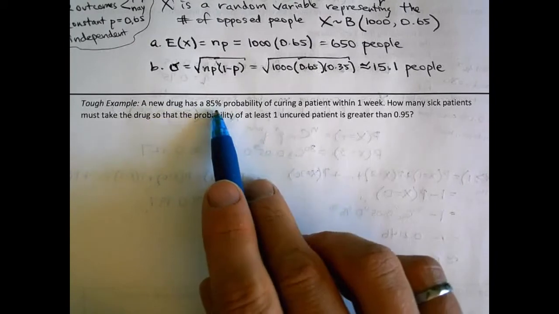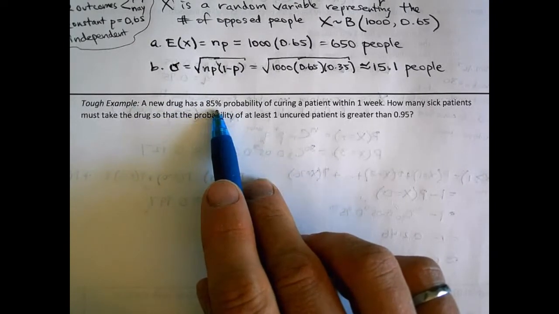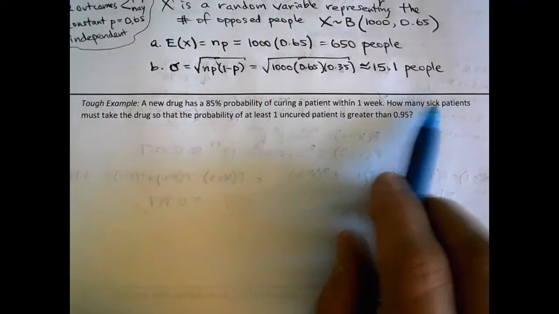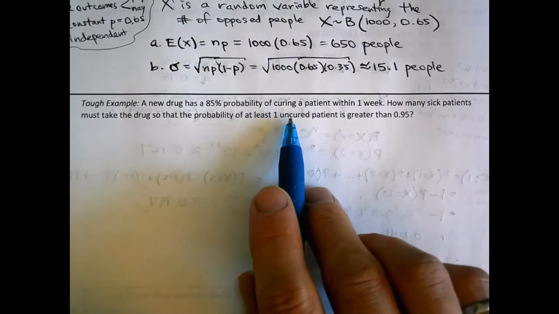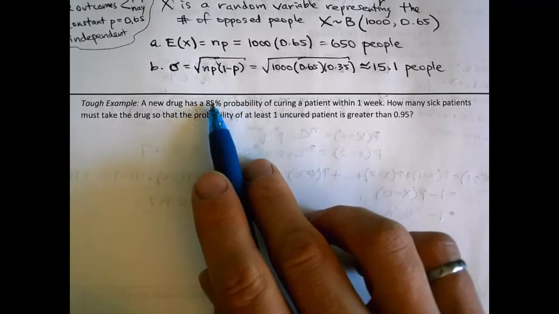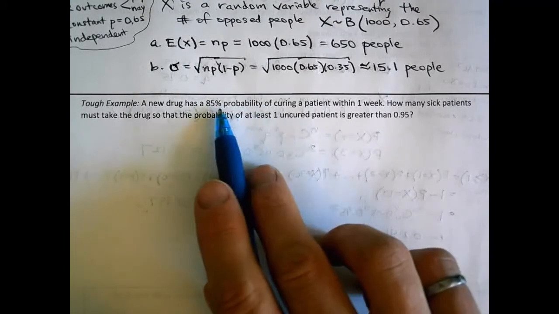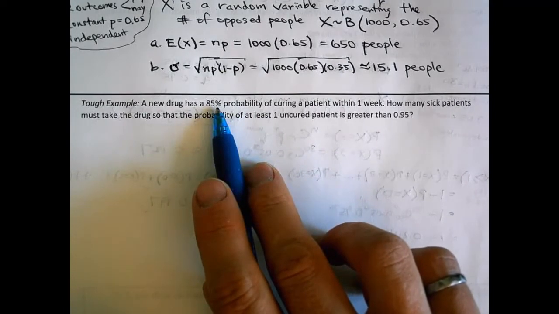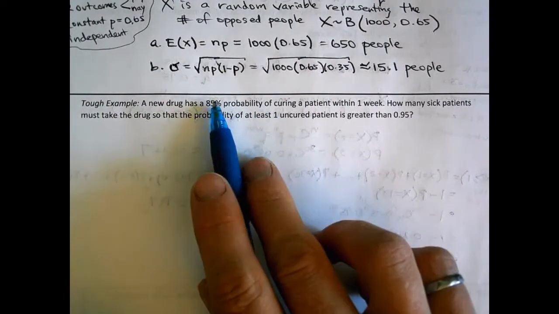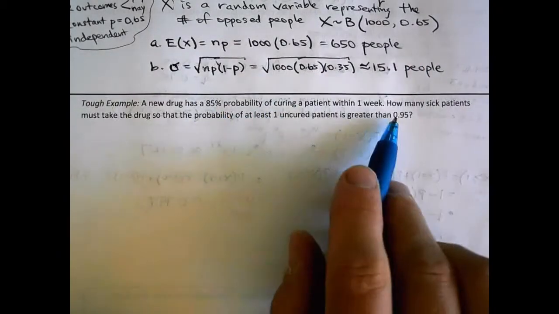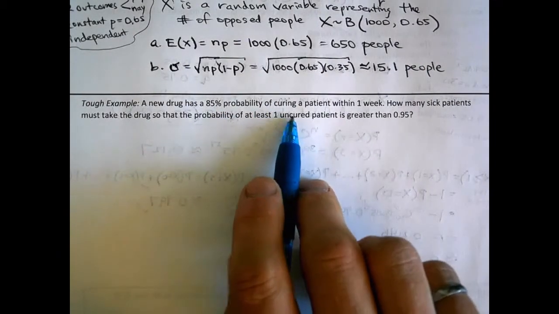So I have a drug that's pretty successful. And I am interested in how many people need to take this drug so that I have someone who it doesn't work on. For example, if I have one person take the drug, probably they're going to get better. If I have 2 people, probably they're both going to get better. Maybe if I have 100 people, at that point I have one person who is not cured.